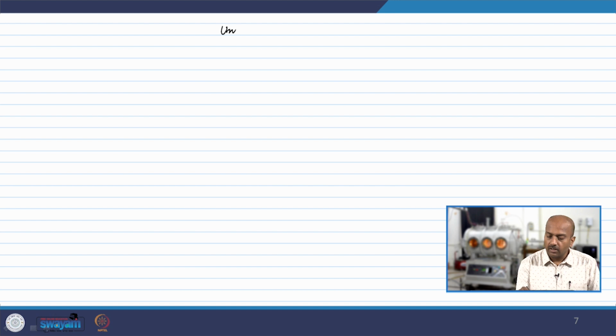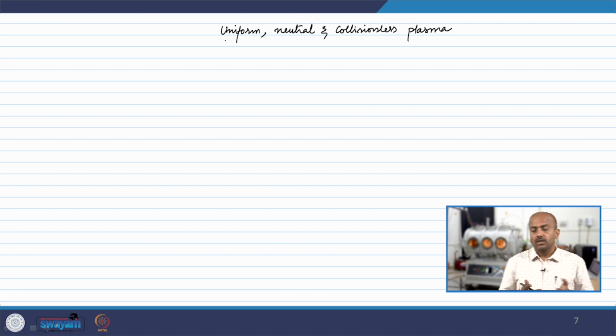Okay. Now, we make one more assumption. We have considered a uniform, neutral and collisionless plasma. This is what we have considered, right? Uniform as in wherever you go, you will find particles of equal numbers. Neutral as in the total number of electrons is equal to the total number of ions. Collisionless as in there are no collisions between the particles, electrons or the ions.